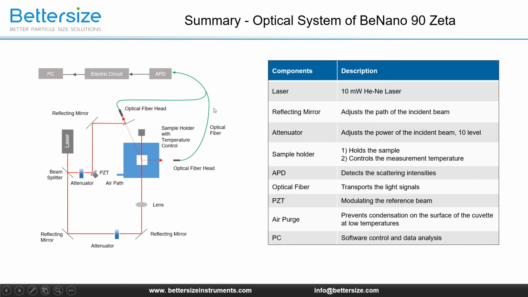Right now, we have walked through the overall optical system of the Binano 90 Zeta. To put it simply, a unique design of the multi-angle detection has been set up to detect the scattering intensity at different angles for DLS, SLS, and ELS measurements. If more technical information is required, please access our BetaScience website or YouTube channel.